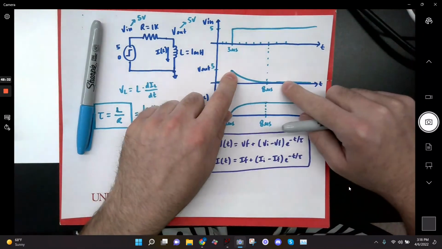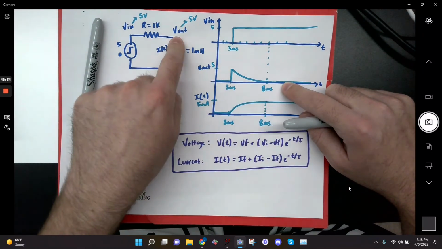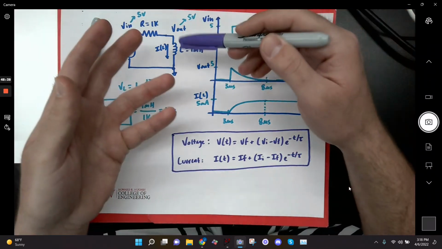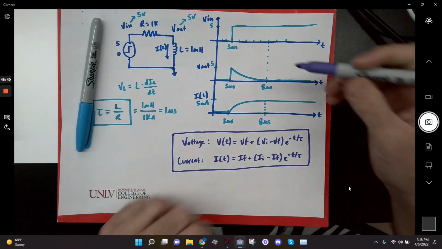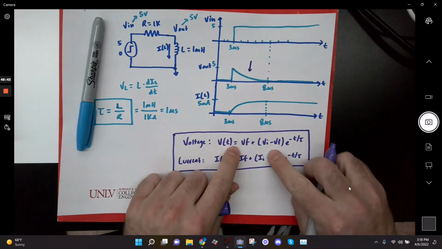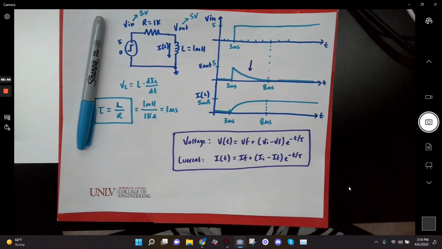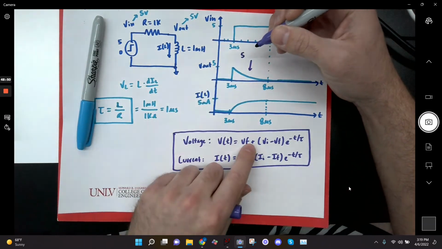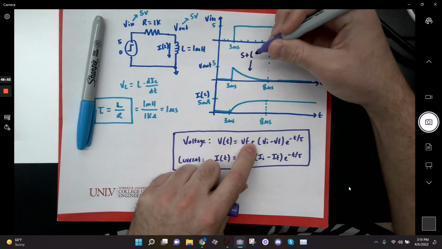The inductor is going to act like a short when nothing's happening. So V out goes to 0, and you have to know that V out is going to jump to 5 when this pulse is high, because the inductor doesn't want to change the current flowing through it. If you want to write this equation, that's great. You use VF and VI, but if you don't know VF and VI, then you're not going to get anywhere.